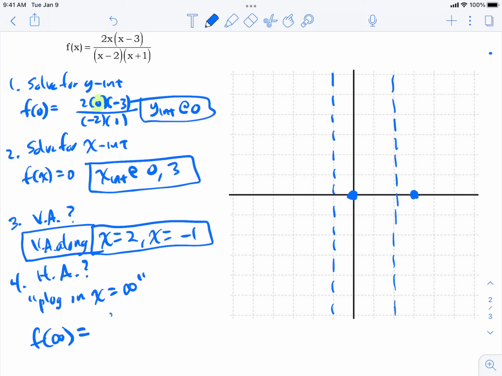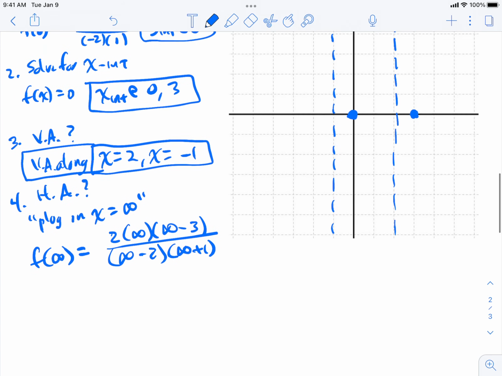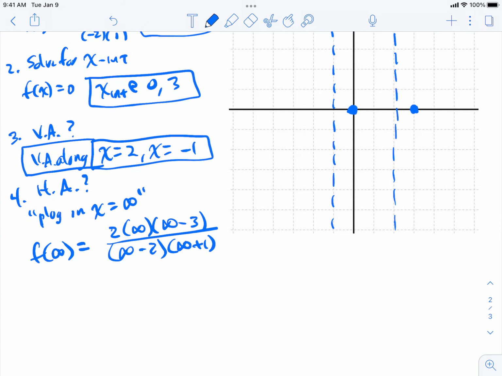Again, very bad form. But 2 times infinity minus 3, all over infinity minus 2, infinity plus 1. Okay, what is this really? Well, we got a 2 times an infinity. Now, remember what I was saying before? Infinity is so large that you really can't add or subtract anything finite from it.